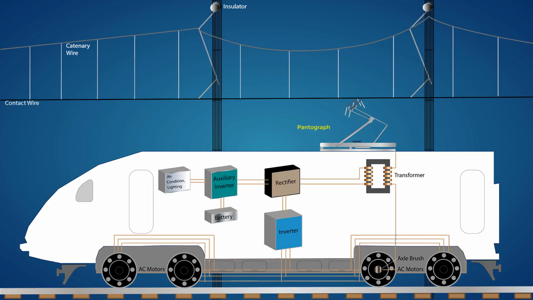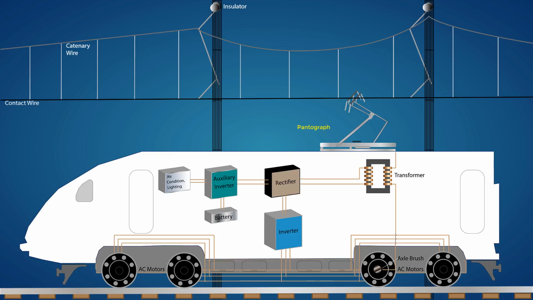A device called a pantograph connects the train with the overhead line. It draws single-phase AC current from the line and conveys it to a transformer, which steps the voltage down to the desired level. Then, as an intermediate step, IGBT-based rectifiers convert the single-phase AC current to DC. IGBT inverters then convert the DC current to three-phase AC to drive the traction motors. Clearly, IGBTs are very important for these trains.